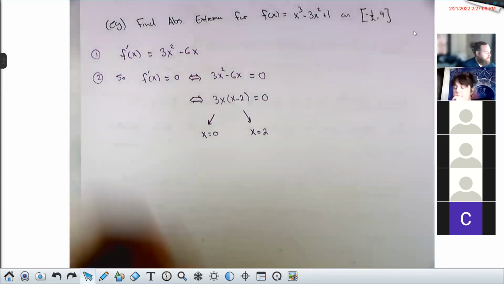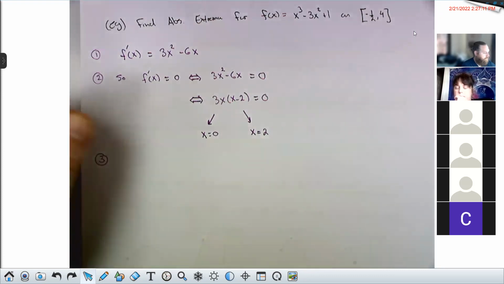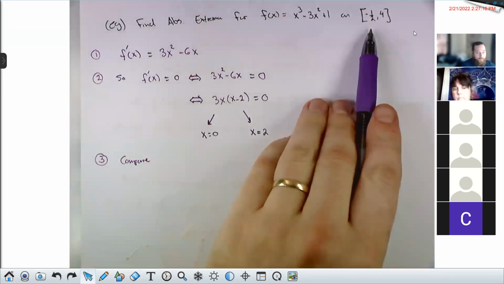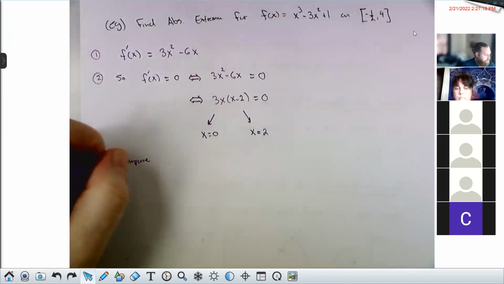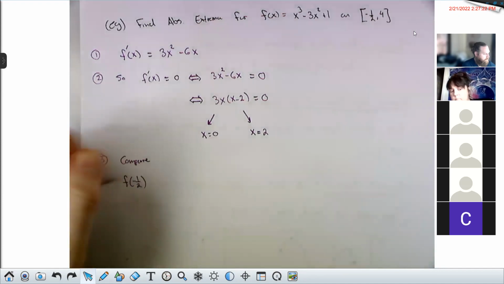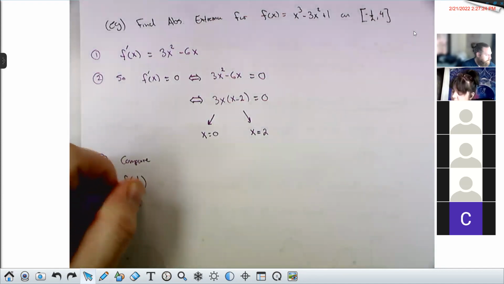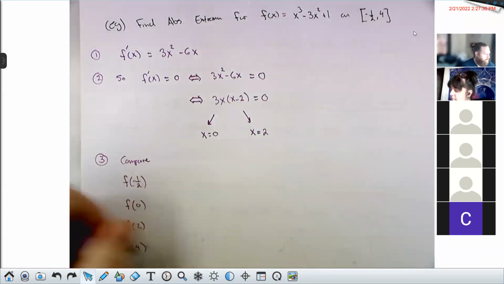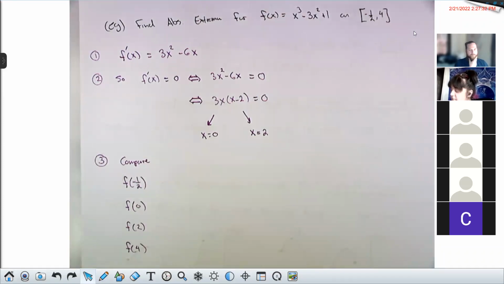And then we just need to compare f at the left endpoint, f at the interior critical numbers, which are 0 and 2, and f at the right endpoint. Whichever one of these outputs is the smallest will be our absolute min. And by smallest, I mean smallest in the sense that we talk about on the real numbers. Negative numbers are smaller than positive numbers, right? -10 is smaller than -2.